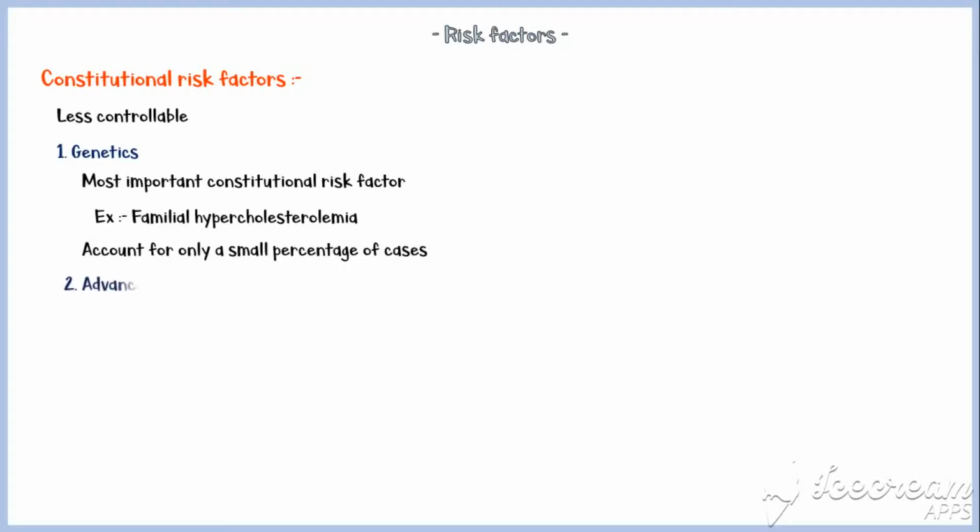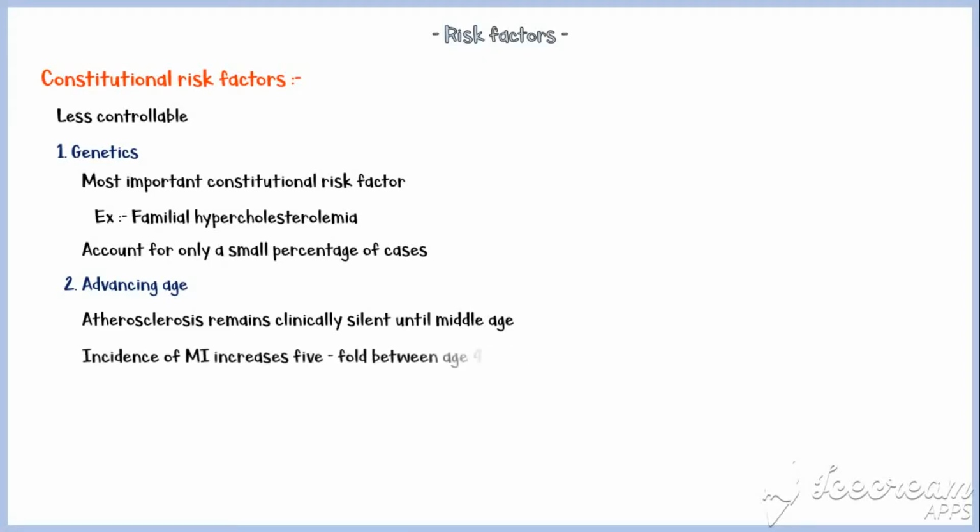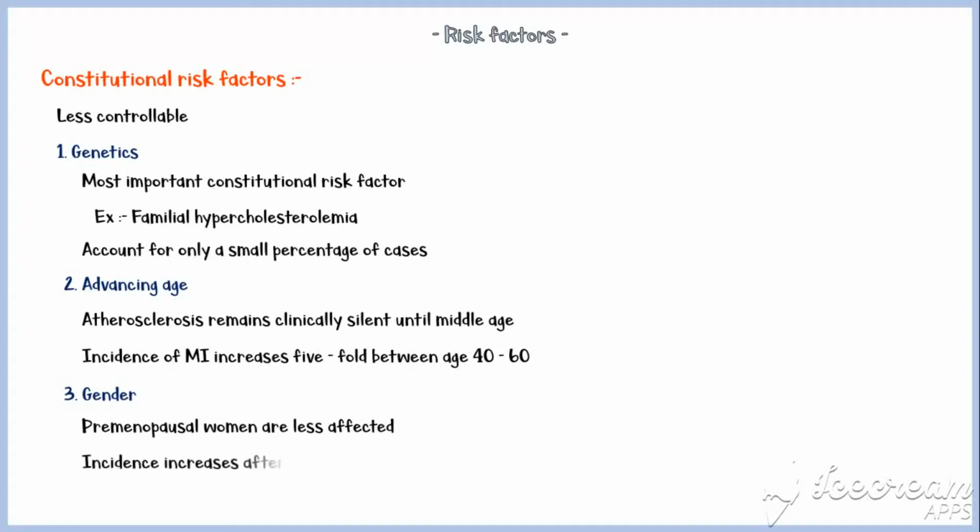Advancing age is another risk factor. Atherosclerosis usually remains clinically silent until middle age. Thus, incidence of myocardial infarction due to atherosclerosis increases five-fold between the ages of 40 and 60. Gender is another constitutional risk factor for atherosclerosis. With all other factors being equal, premenopausal women are relatively less affected, and the incidence increases after menopause. And in older ages, prevalence in women is higher than in men.